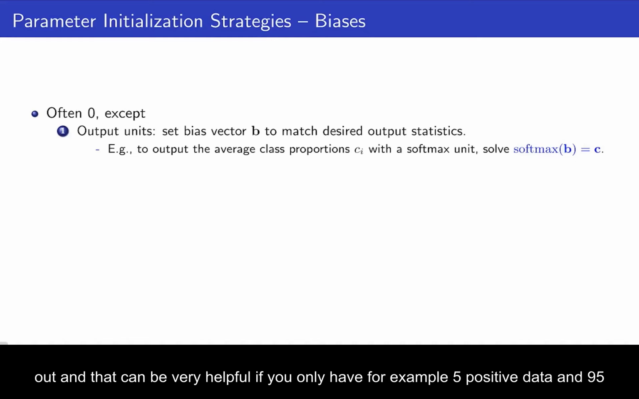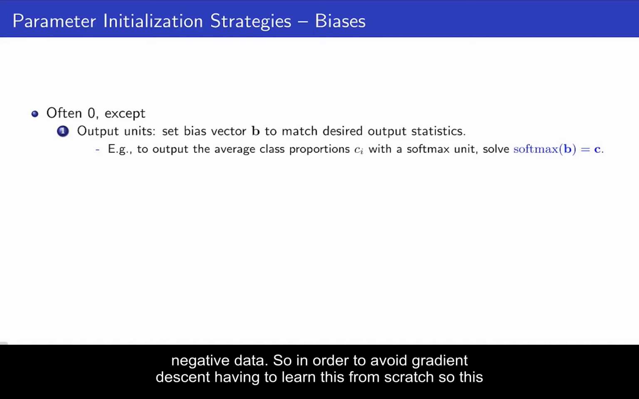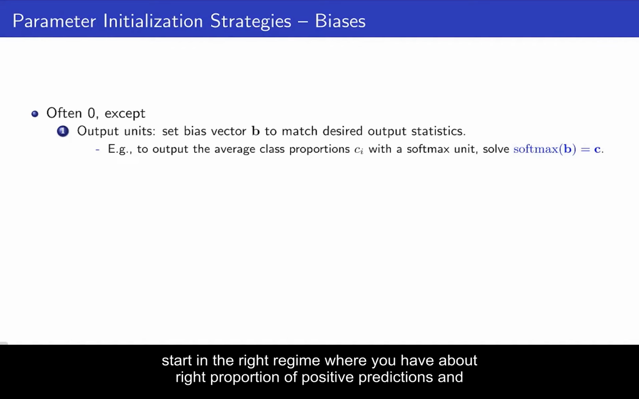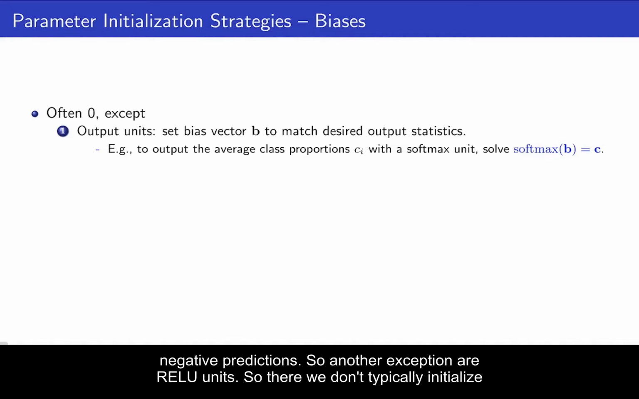And that can be very helpful if you only have, for example, 5% positive data and 95% negative data. So in order to avoid gradient descent having to learn this from scratch, this is why we do it. So you simply initialize the biases, and then gradient descent will already start in the right regime where you have about the right proportion of positive predictions and negative predictions.